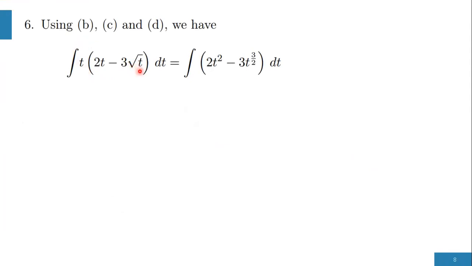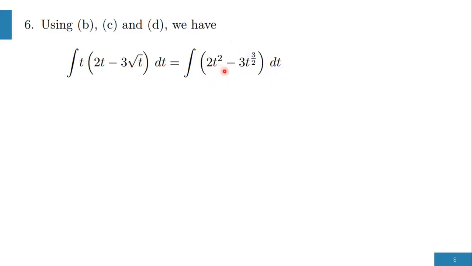And for our sixth example, using the second, the third, and the fourth theorem again, we have the integration of t times the quantity 2t minus 3 square root of t, dt, which is equal to the integration of the quantity 2t squared minus 3t raised to the power of 3 halves, dt. What we did there is we distribute the t to our 2t and to 3 square root of t, and we are going to get this one.